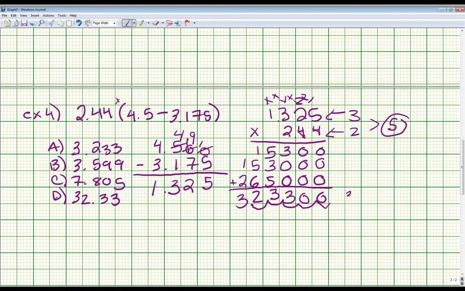So my final answer is 3.233. If you want to put the double zeros on the end, you can, but it doesn't change your number if you don't put them on there. So our final answer would be A, 3.233.